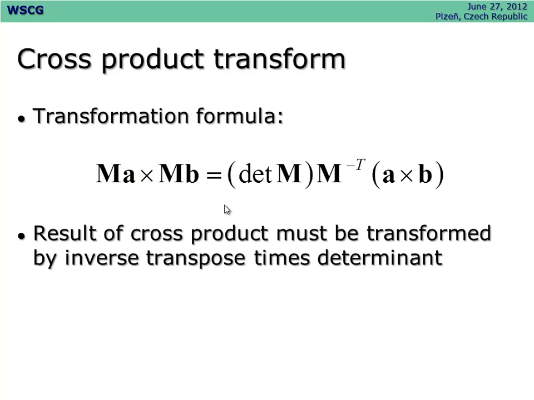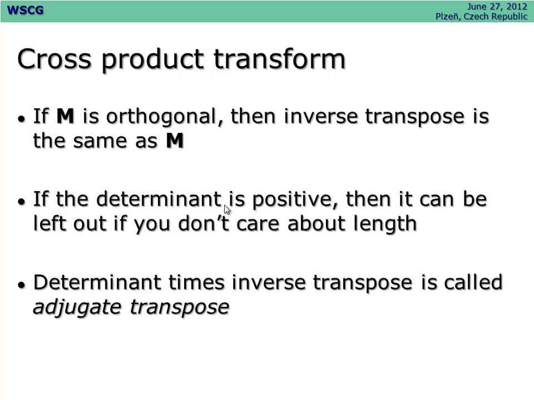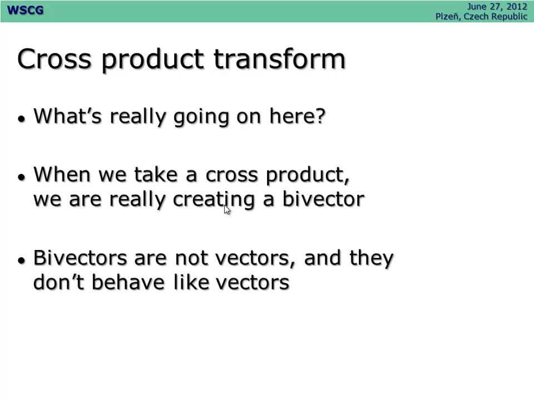If we were to leave the determinant off of here, then, or actually, when we multiply the determinant by M inverse transpose here, it's actually called the adjugate transpose in that case. So it's the same as the inverse, but without dividing by the determinant. Okay, so why does this work this way?